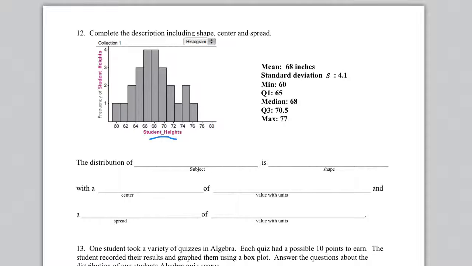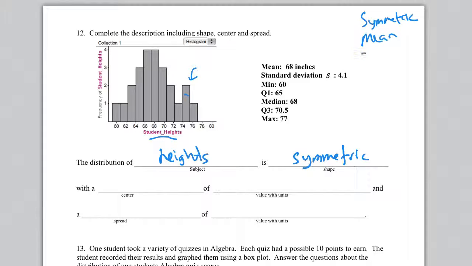The distribution of heights is, I would say this one's approximately symmetric. Okay, it's pretty well balanced. There's that one little kind of oddball one right there, but overall it's pretty much the same on the left and the right. I would say this is about symmetric. And for symmetric, we use mean and standard deviation.